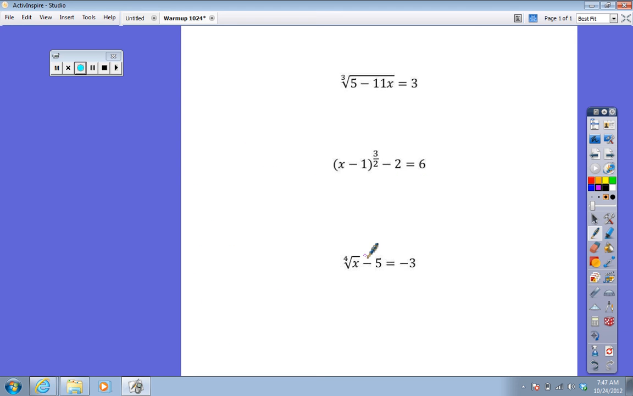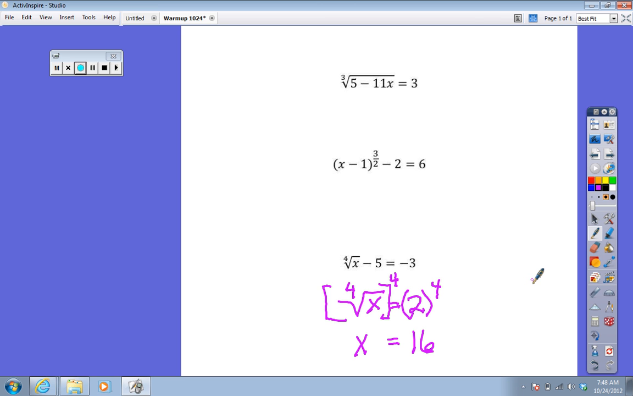All right, final example. Now we're taking the fourth root, but we have to isolate once again. So I want to add 5 to both sides. We always do the opposite to both sides of the equation. I add 5 to negative 3, or 5 minus 3, and that's 2. So now all I have to do is the inverse of taking the fourth root. We'll take both sides to the fourth power, and I have x equals 16.